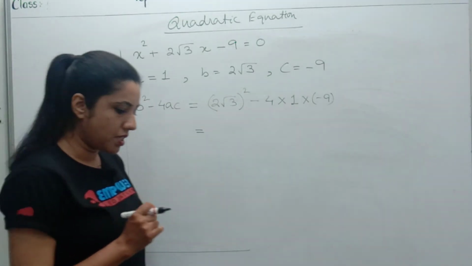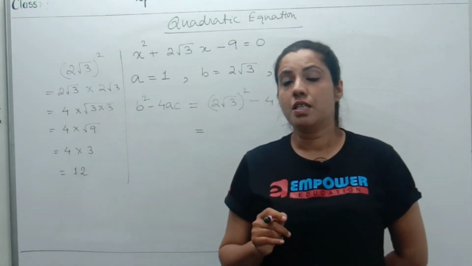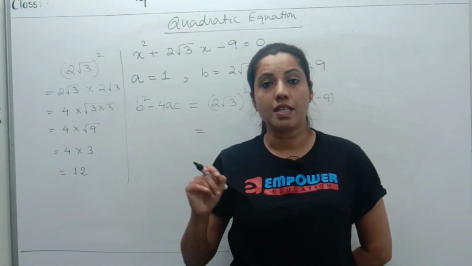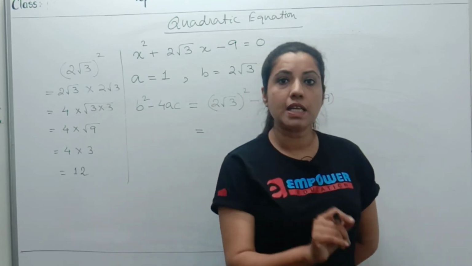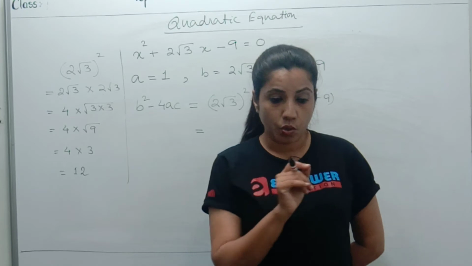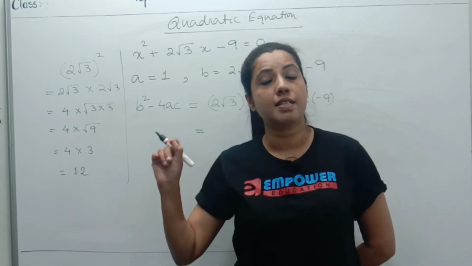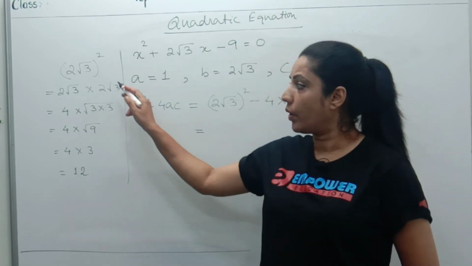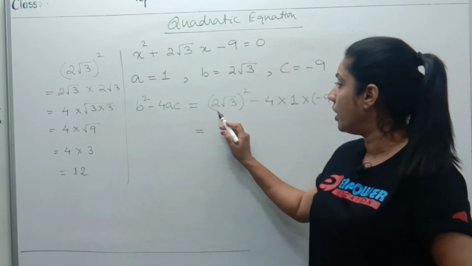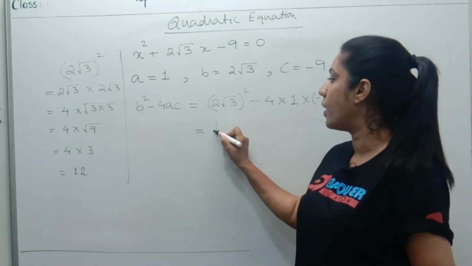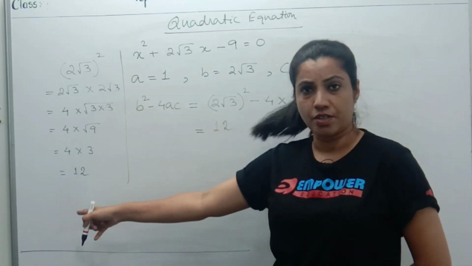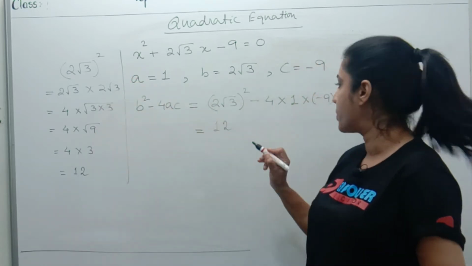So in short, just remember that whenever you have, suppose root 5 into root 5, the answer will be 5. Root 2 into root 2, the answer is 2. Root 6 into root 6, answer is 6. Root 100 into root 100, answer is 100. So similarly, you can do it in short, like here only 2 into 2, that's 4. Root 3 into root 3 is 3, so 4 into 3 is 12. I showed you how it has to be solved, but you can do it this way also.